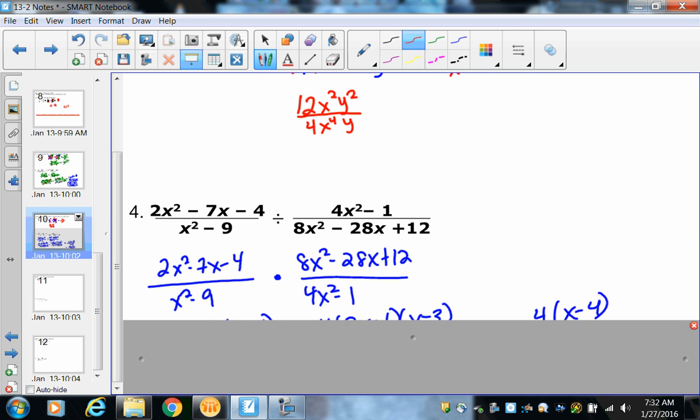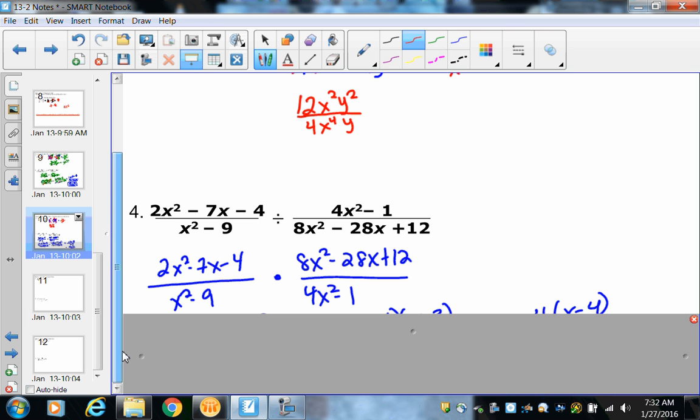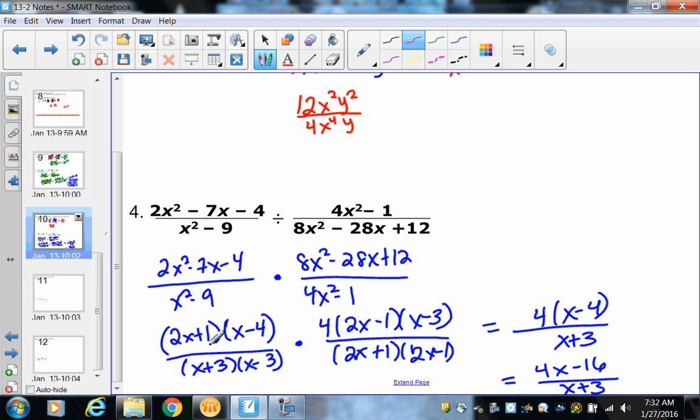For example 4, the first step was to keep the first fraction, change division to multiplication, and flip the second. Then we factored everything. So the first rational expression factors to 2x plus 1 times x minus 4 over x plus 3 times x minus 3. The second one, up top for your numerator, you would have 4 times 2x minus 1 times x minus 3. And on the bottom, 2x plus 1 and 2x minus 1.